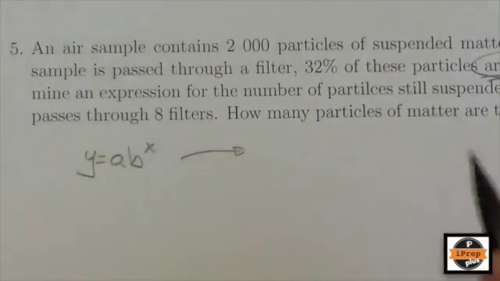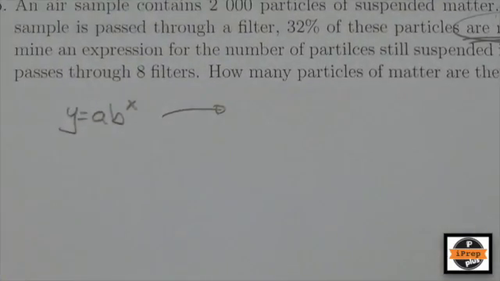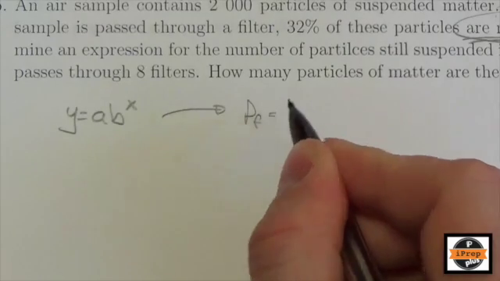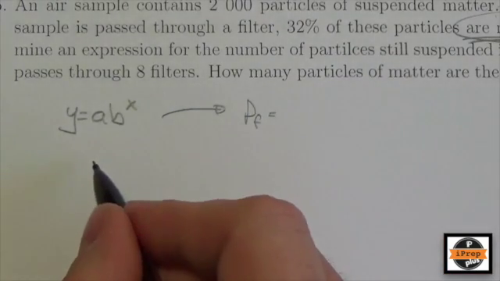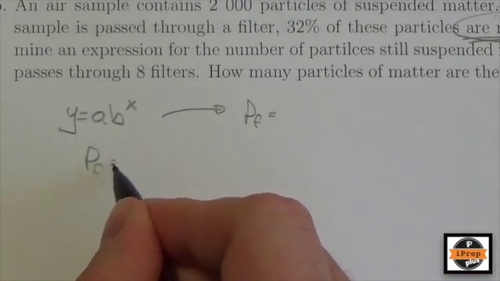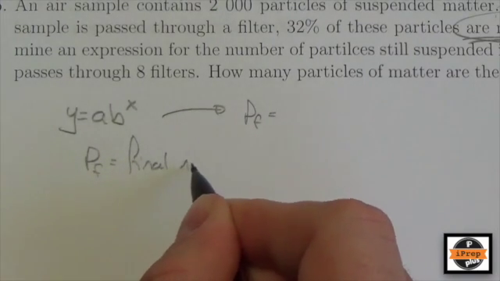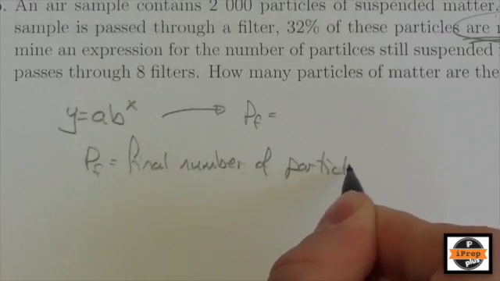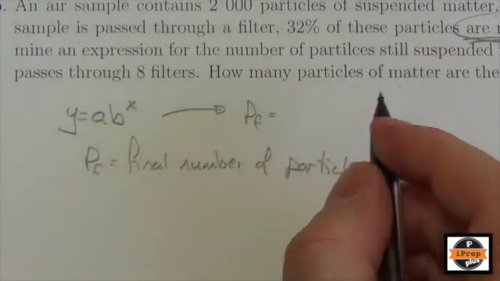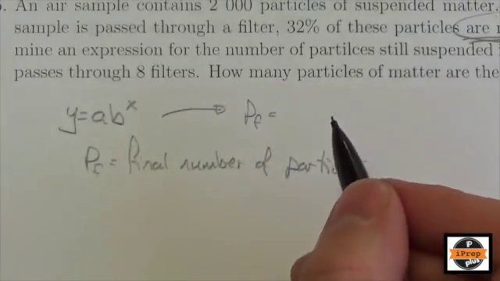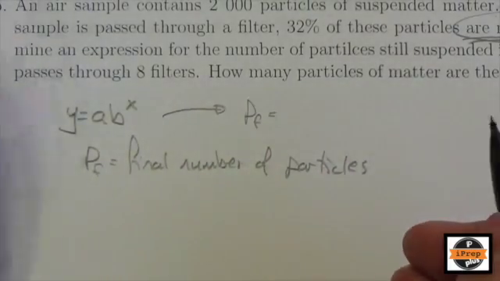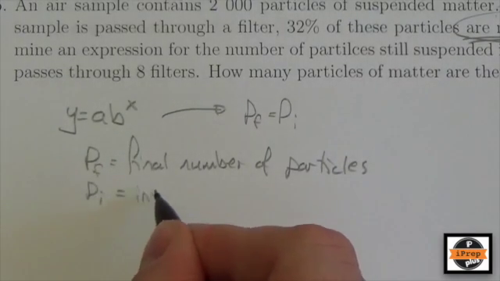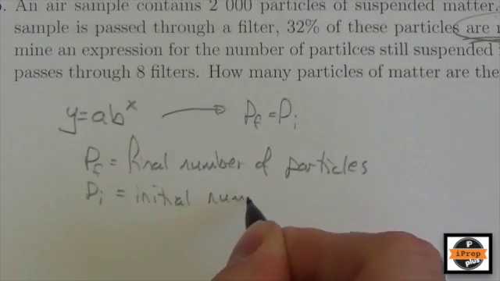What I'm going to do is again change the variables to fit my purposes. I'm going to put a Pf here. If you want to think of it this way, this is my final number of particles. My A here, as I've said a few times before, really refers to the initial situation. So I'll put a Pi here. This will be my initial number of particles.